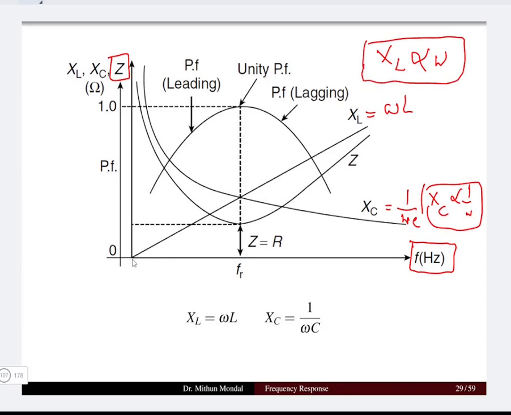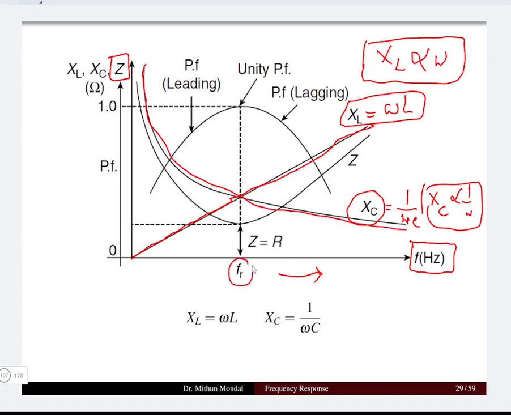So we can say that the inductive reactance XL is a straight line passing through the origin, and it is linear because it is directly proportional to the frequency on the x-axis. Since XC is inversely proportional to frequency, it will be a falling exponential graph. Now at the condition of resonance Fr, if we draw the impedance graph, we will get the minimum point at the resonant frequency.